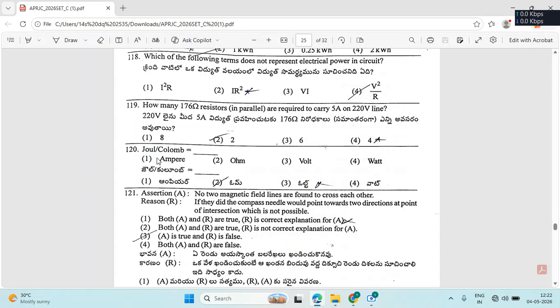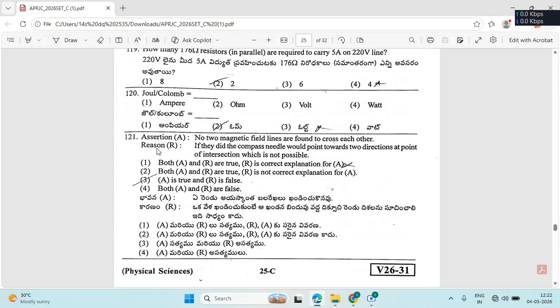Joule by coulomb is equal to: ampere, ohm, volt, watt. The correct option is third and the answer is volt.